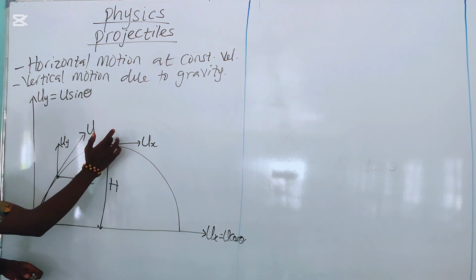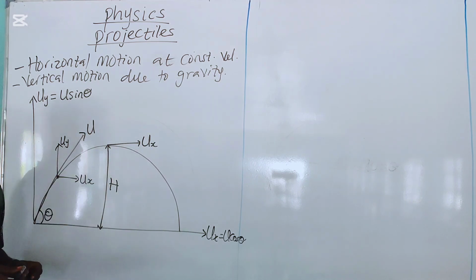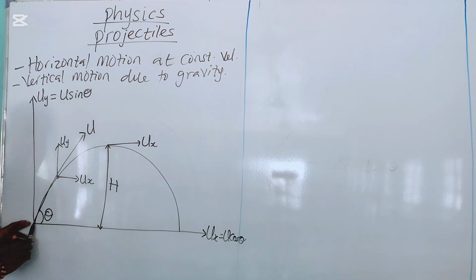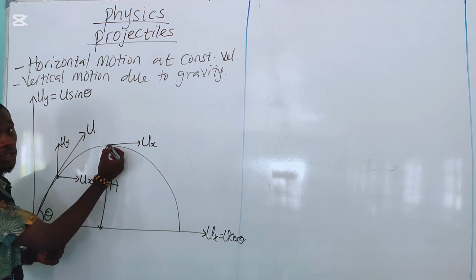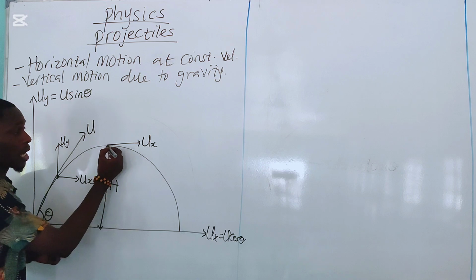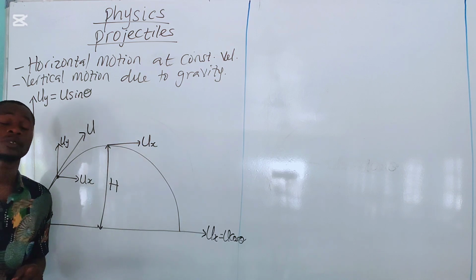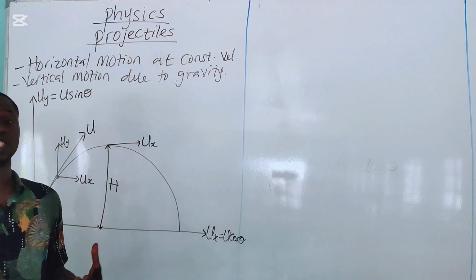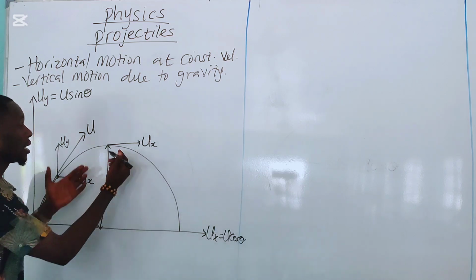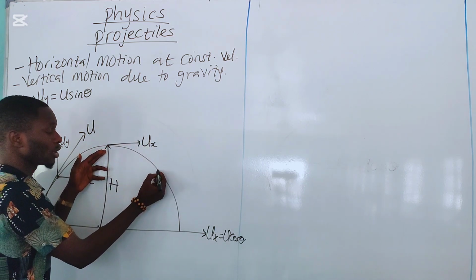The vertical component at the maximum height becomes what? 0. So at every point in time when the body is projected, it has these two independent velocities, ux and uy. But immediately the projectile gets to the maximum height, then uy becomes 0. And it's only going to be characterized with what? Ux, which is the horizontal component of the initial velocity. And the projectile will again start returning to the ground.